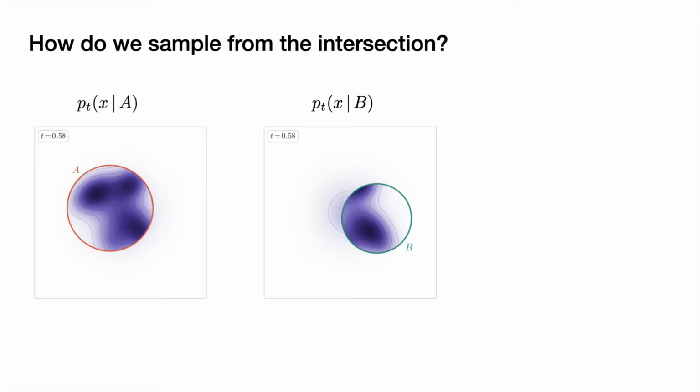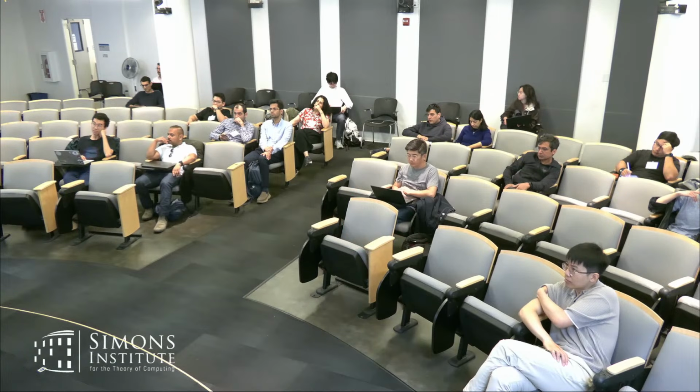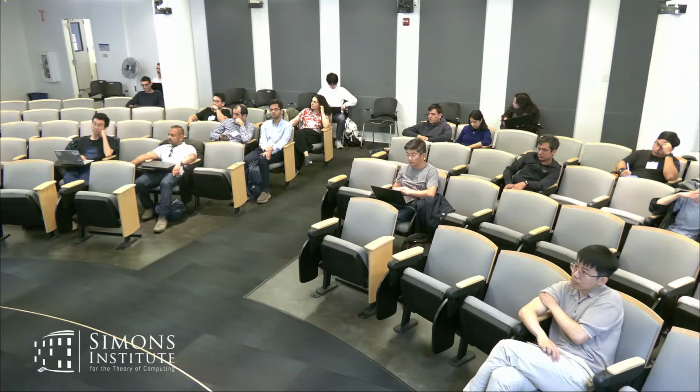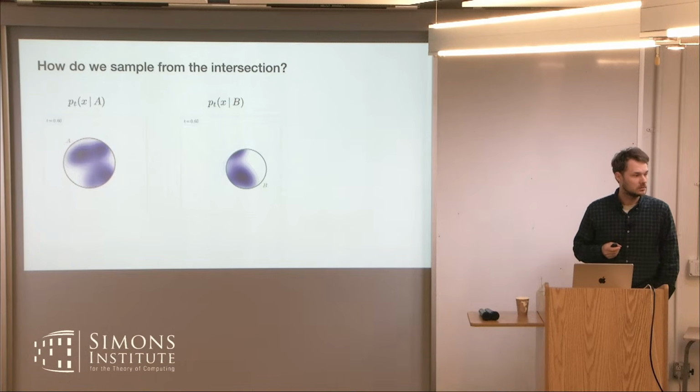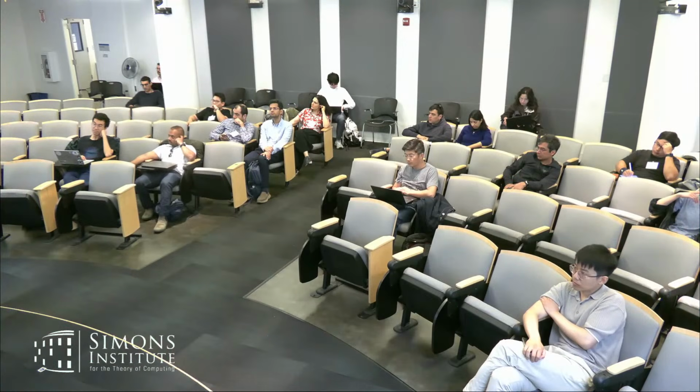Yes? Why is the shape in B getting this multimodal type structure? Shouldn't restricting to B just be the same density but renormalized? Same density but renormalized. Yeah, but the original density is multimodal. Oh, you're moving from Gaussian. Got it. Yeah, that makes sense.